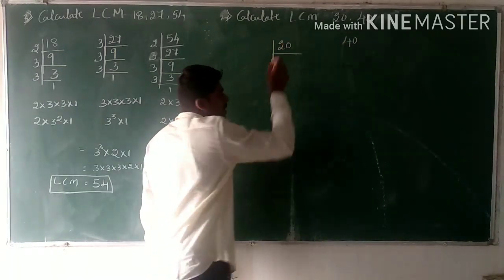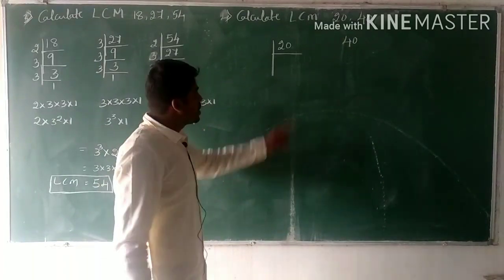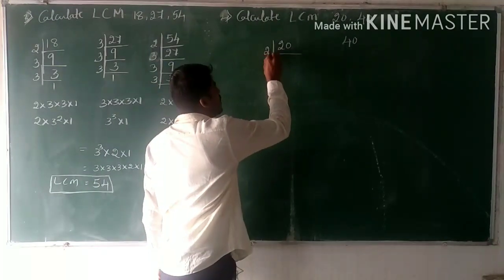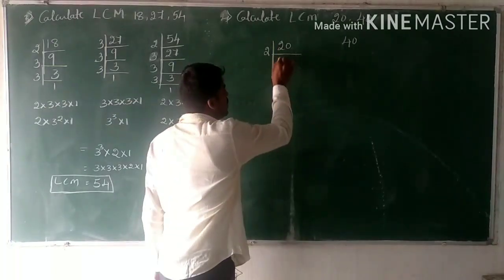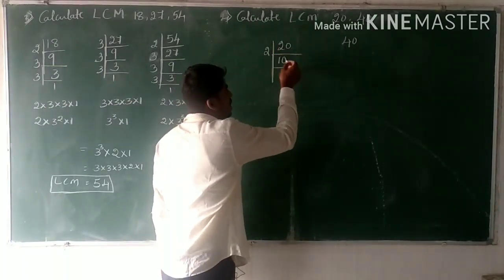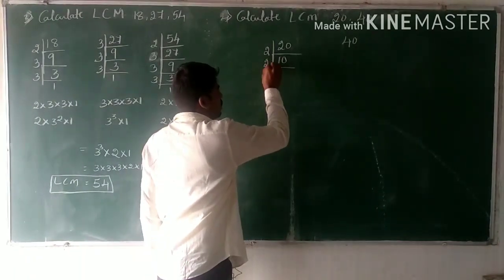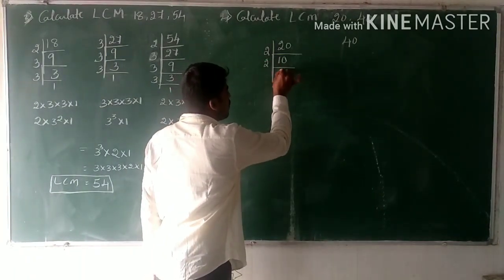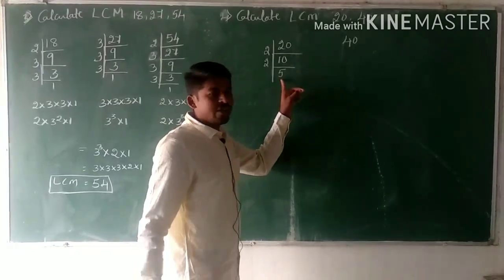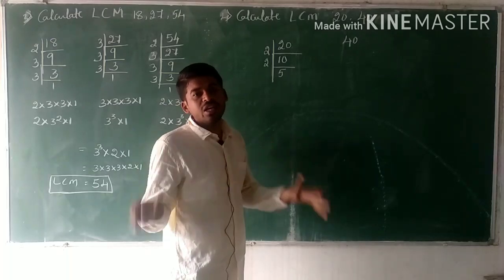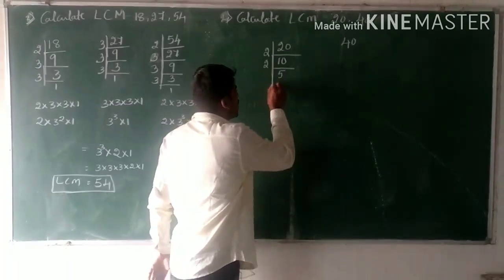So what is 20? 20 is an even number, right? So we can divide this number by 2. Now, 2 tens are 20. 10 is also an even number. This 10 I can divide by 2 again, and I get 5. This 5 is a prime factor, so it cannot be divided by any other number. That's why I take it as 1 is 5.